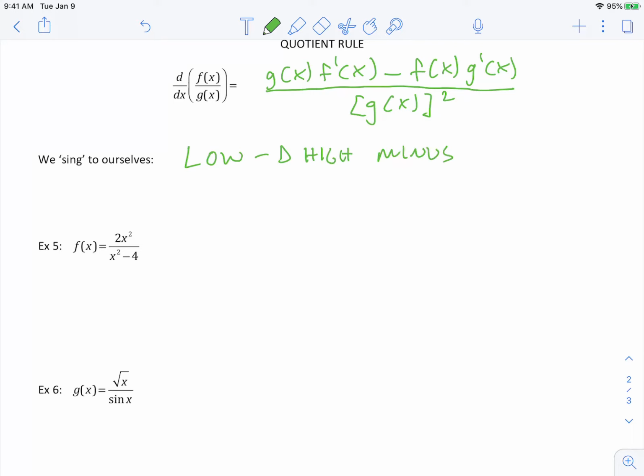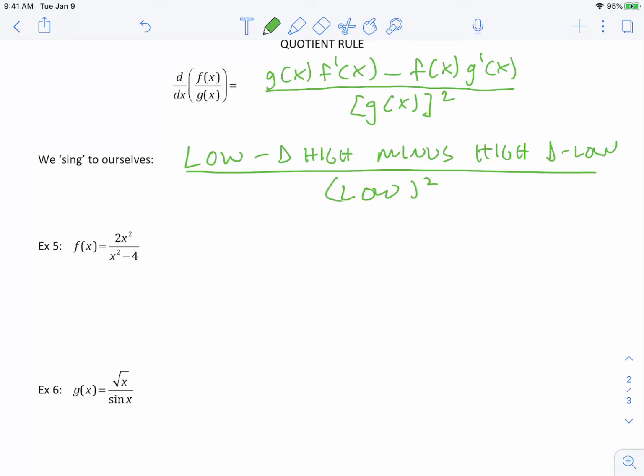But if you think about the formula like this, low d high minus high d low all over low squared. That might help you remember it. It just kind of flows better. Low d high minus high d low over low squared.